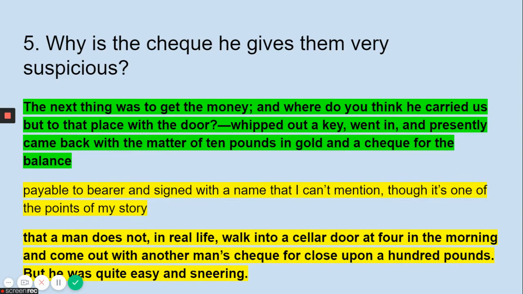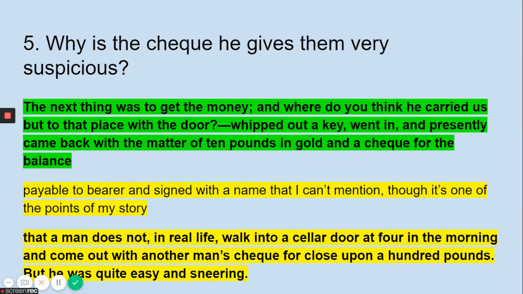The fifth question asks, why is the cheque he gives them very suspicious? This is where we come back to the purpose of the story. Enfield is telling us an odd story about the door. As the reader finds out, the door belongs to Hyde. He appears to live within its building. What is suspicious about this story, though, is that the cheque Hyde returns with does not belong to him.